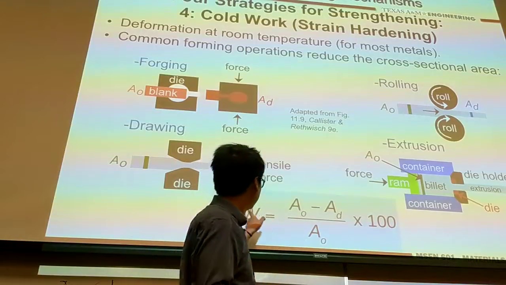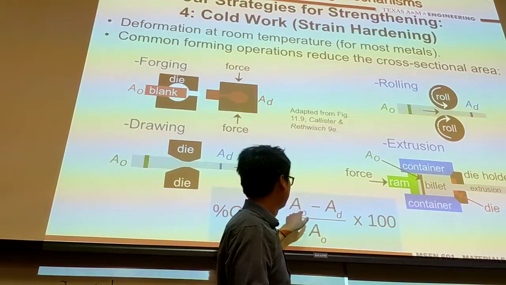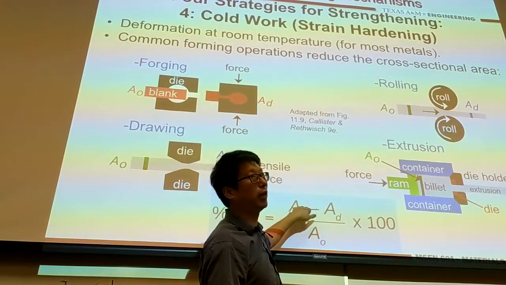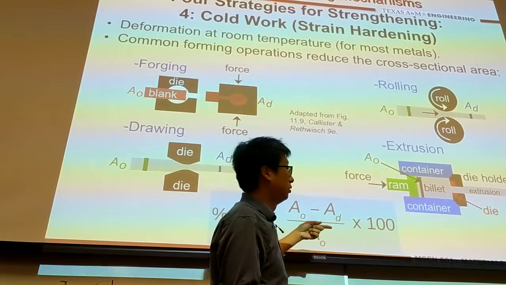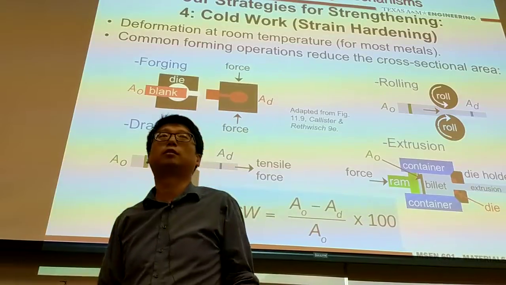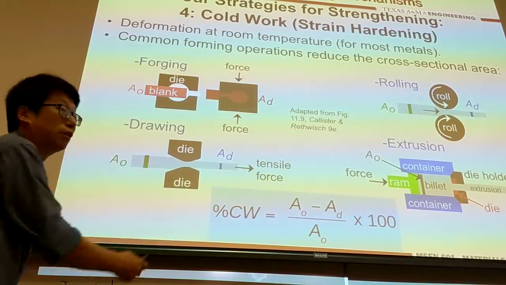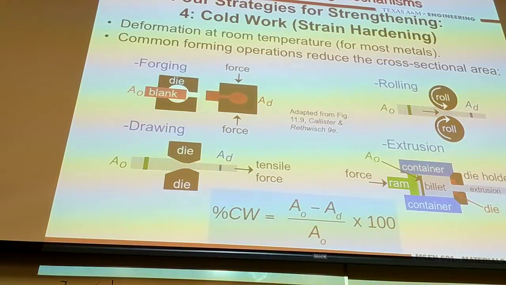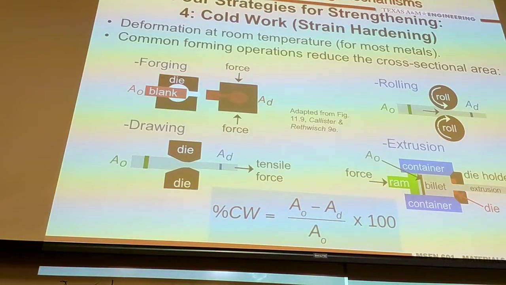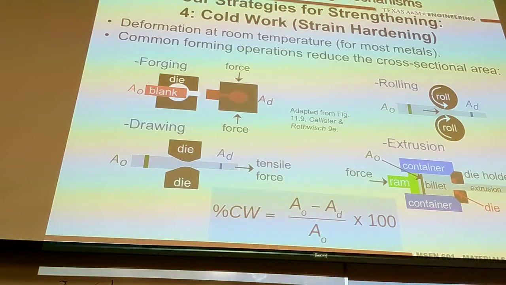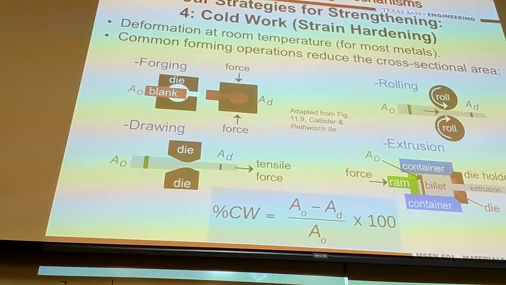So this percentage means the area reduction, delta area, the area change with respect to the original area, times 100. Don't forget this is a percentage. Why times 100? Because the left-hand side is already a percentage. So this is the corresponding cold work that is routinely applied in industry.